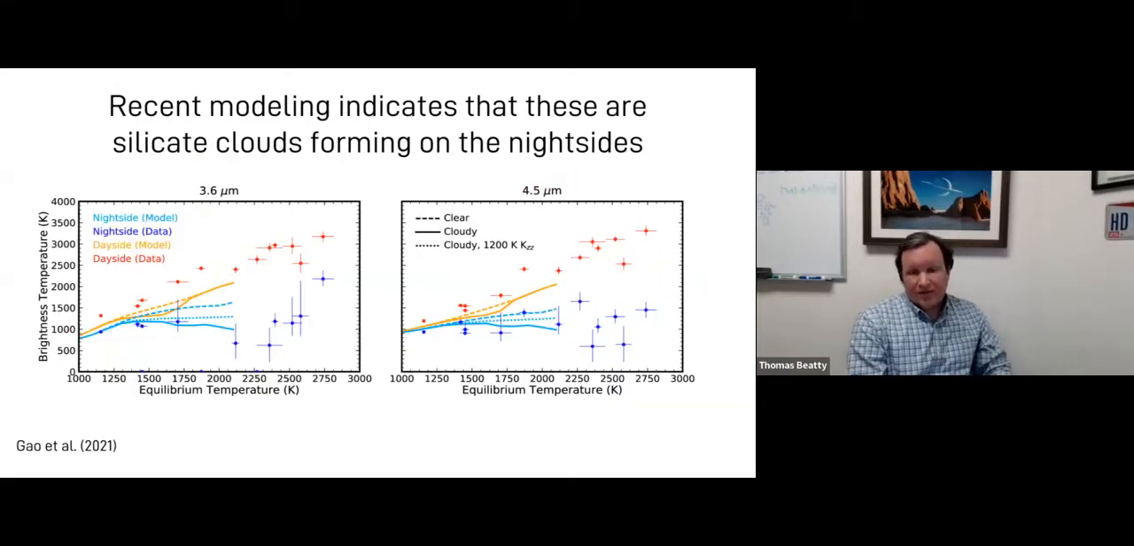Modeling that's been based on these observations has shown that these are probably silicate clouds. That's about the right temperature and optical depth to cause this feature. So it looks like some form of silicate clouds are present on the hotter exoplanets on their night sides, and that generally we should be thinking about clouds on all the exoplanets we're looking at, not just the cooler objects.